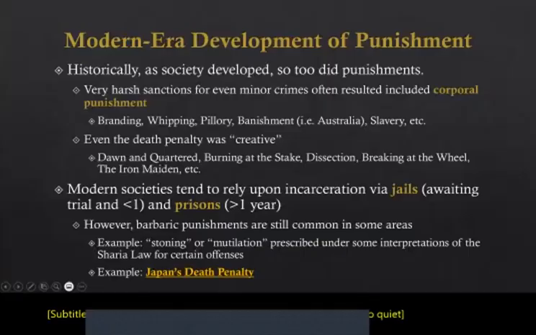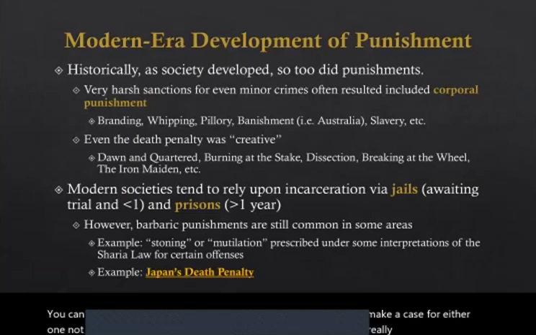So that kind of gives you an idea of the differences between Japan and the United States in terms of how we go about executing people, right? We'll have a whole couple of classes on the death penalty, but the question is, is it barbaric? You can make a case for either one being barbaric, or you could make a case for either one not being barbaric, right? But yeah, Japan's execution system is really interesting.